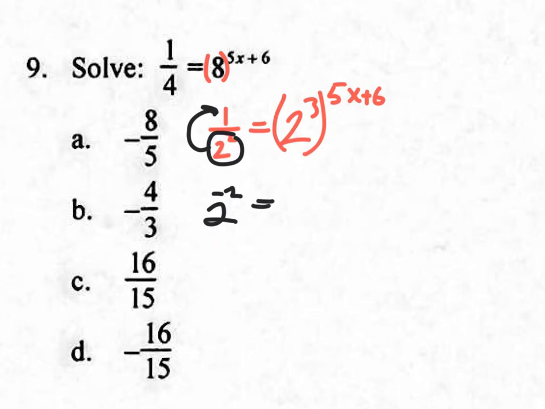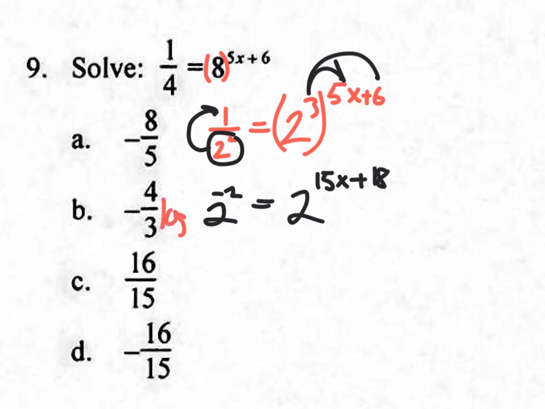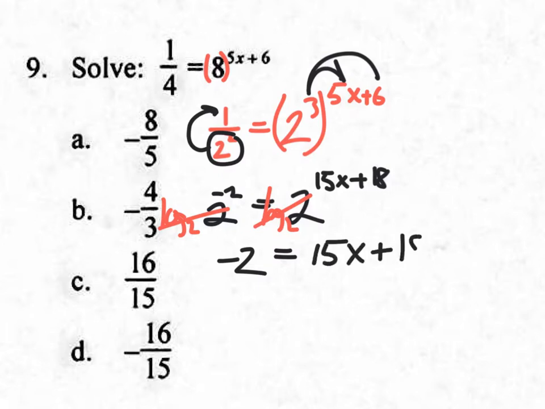But anyway, we get this new equation, 2 to the negative 2 equals 2 to the, and before I write the power, I'm going to go back up here and I'm going to distribute 3 times 5x and get 15x, and then 3 times 6 and get plus 18. So ladies and gentlemen, we have 2 to the negative 2 equals 2 to that. Now I could actually apply a log base 2 to both sides. You remember when you apply a log base 2, it'll cancel it out. So your new equation is now negative 2 equals 15x plus 18.